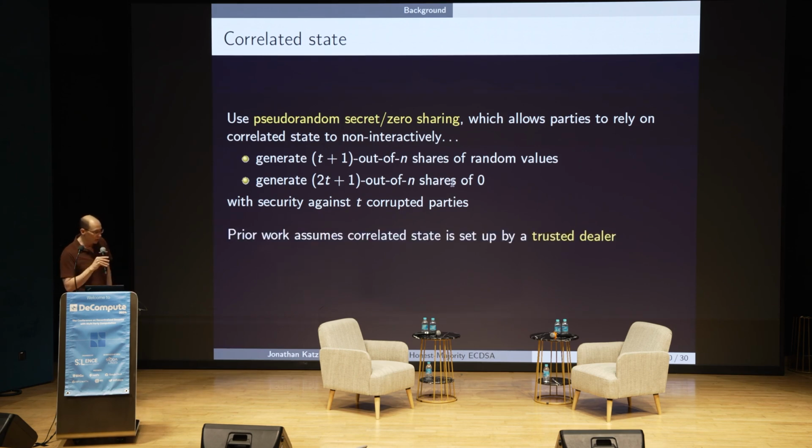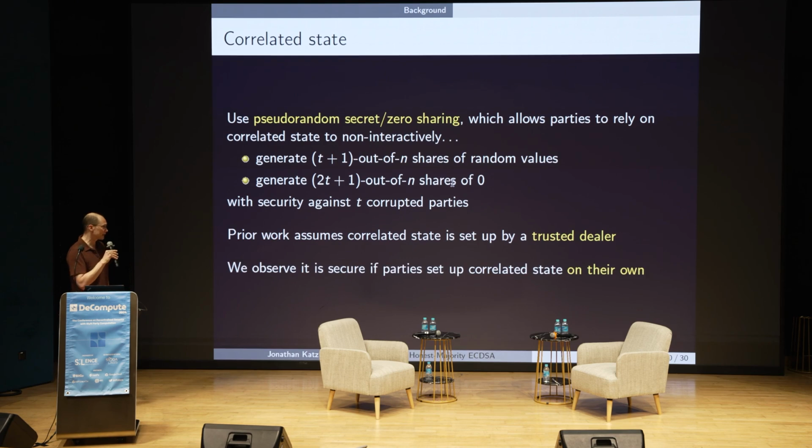And at least as far as I've seen, and I'm happy to be corrected if I'm mistaken, the prior work using pseudorandom secret sharing assumes that this correlated state is either set up by a trusted dealer or by some relatively complicated MPC protocol. And we observe that in this particular setting, for our particular protocol, it's actually secure if the parties set up the correlated state on their own.